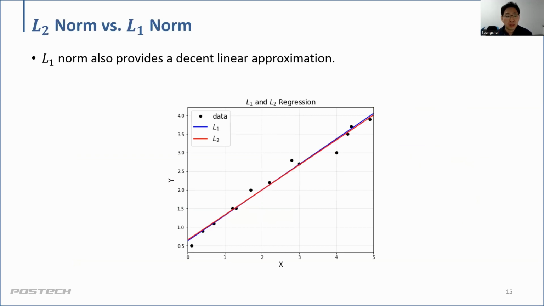Bingo. So the two norm and the one norm both provide decent linear approximations, which is good. Now, the lesson that you can learn is that there are many different definitions of distance, and in many cases, it doesn't matter and gives us very similar results.